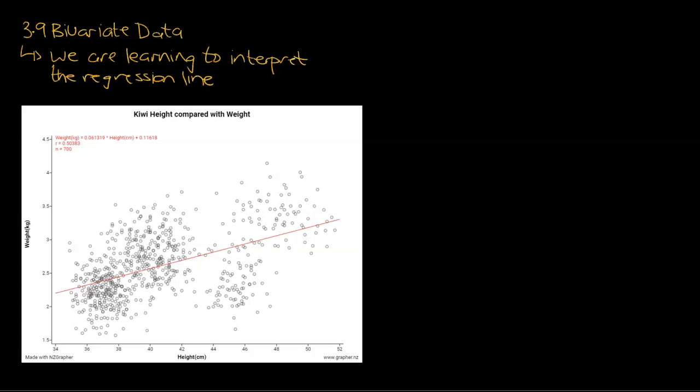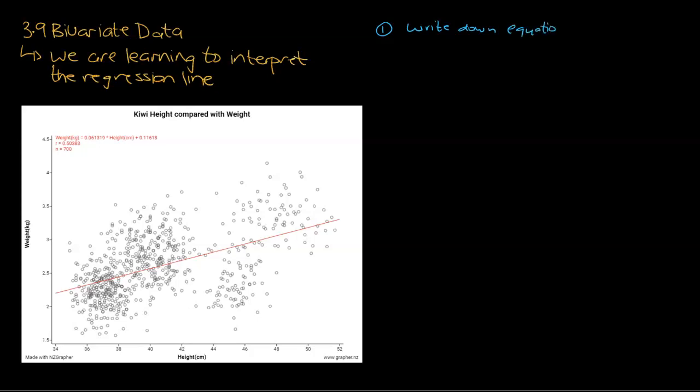In this video, we're looking at the 3.9 bivariate data topic, and specifically, we're looking at how to interpret that regression line. That's part of the achieved criteria that we need to know how to do. So in the internal, if I was doing this, step number one would be stating or writing down my equation.